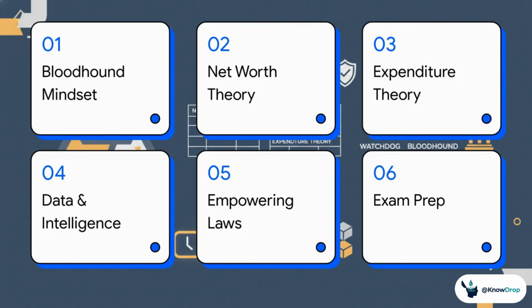Here is our game plan for today. We'll start with the bloodhound mindset, then move on to the net worth theory, the expenditure theory, data and intelligence, empowering laws, and finally, some exam prep.